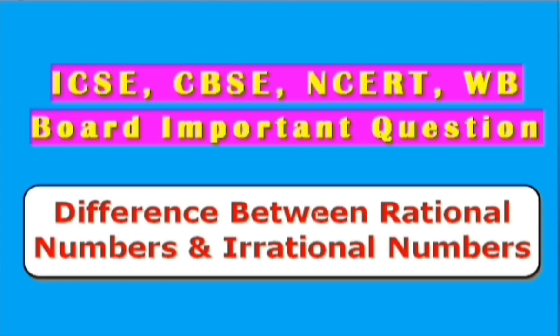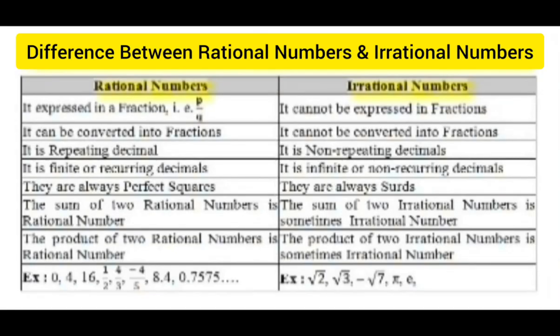Today I am going to discuss some important basic mathematical points, like the difference between rational numbers and irrational numbers. A rational number can be expressed as a fraction, that is p by q. An irrational number cannot be expressed as a fraction. Rational numbers can be converted into fractions. Irrational numbers cannot be converted into fractions.